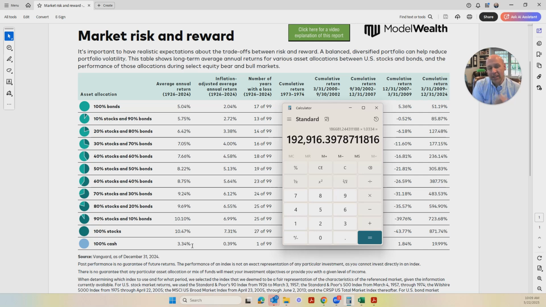And you'll say, 20 years later, what does 192,916 even buy me? So an easy way to figure this out, to know what it would buy you, is just to use the third column, the inflation adjusted average annual return, and 100,000 times 1.0039. So now we're going to hit enter 20 times, because now we're going to be able to see what the actual purchasing power would be in today's dollars, but 20 years from now.